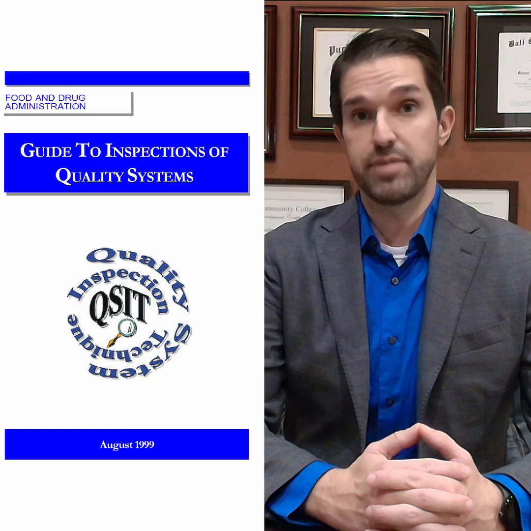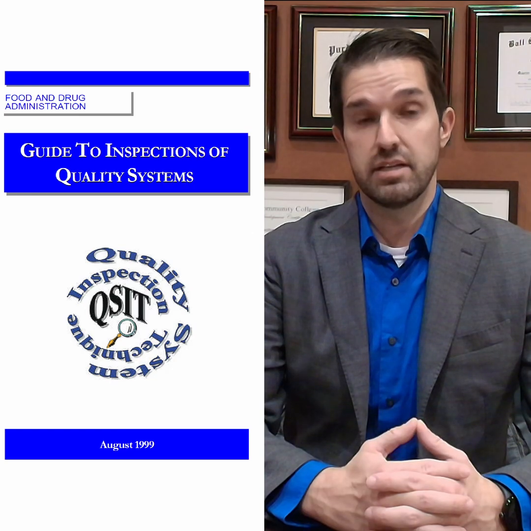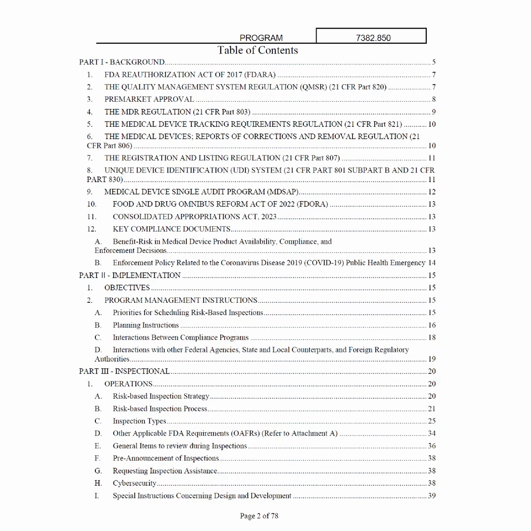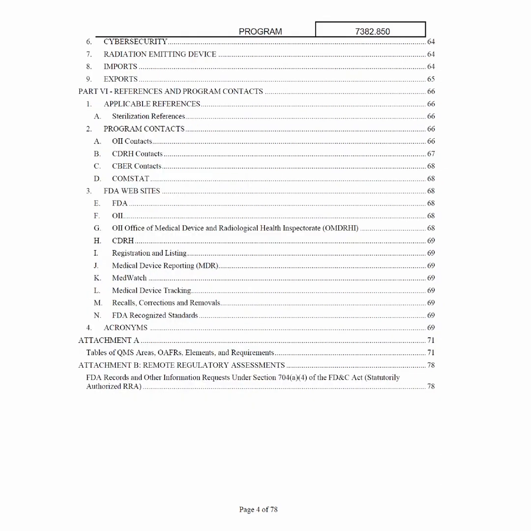So, in addition to the QMSR going live, as expected on February 2nd, the FDA stopped using the old Quality System Inspection Technique, otherwise known as the QSIT document, for device inspections, and instead they began utilizing the inspection process under 7382.850, Inspection of Medical Device Manufacturers. As of now, medical device manufacturers who are still referencing the old QSIT document should stop and take a look at the document that's on FDA's website on how to conduct inspections going forward.